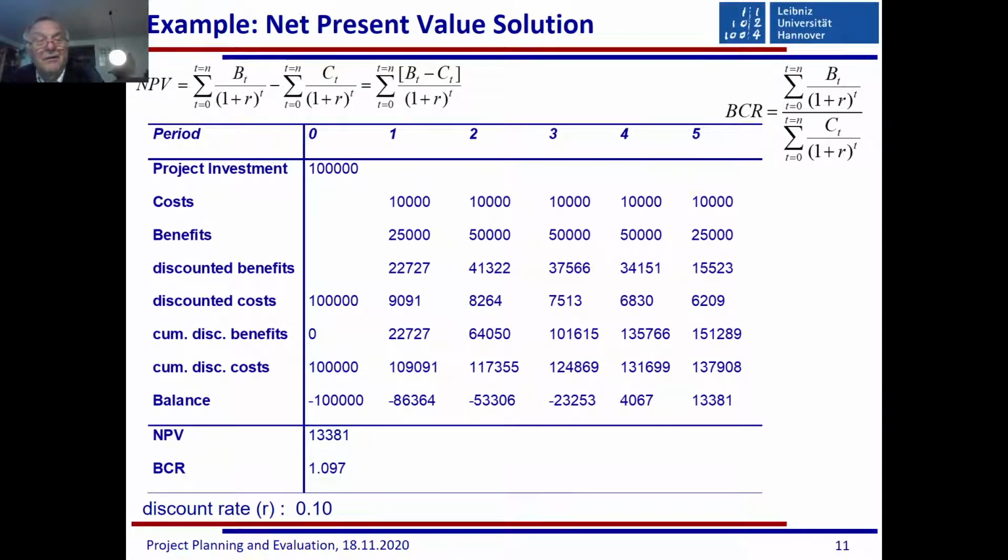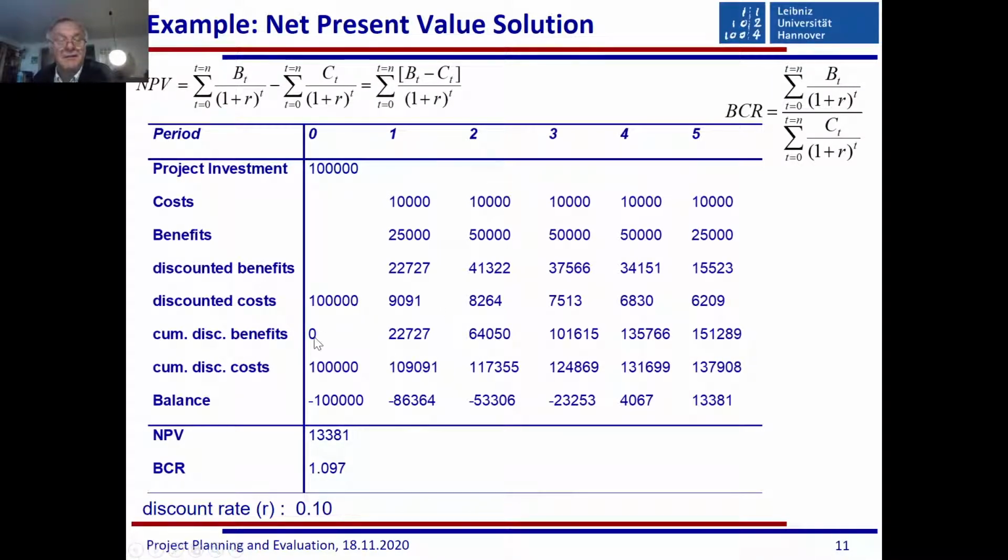Okay, and then it goes on to the second year, and you can see immediately how much that really affects. So in year 5, this 25,000 becomes 15,523, just at a discount rate of 10%. And the same thing happens to the discounted costs. Now notice again, the 10,000 will not change, and then all these other costs will change according to the discount rate.